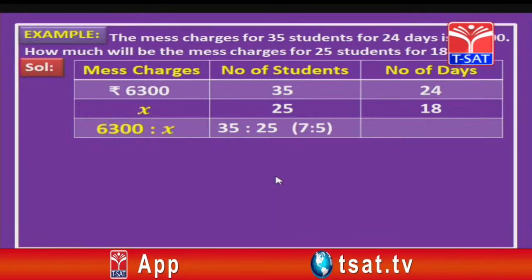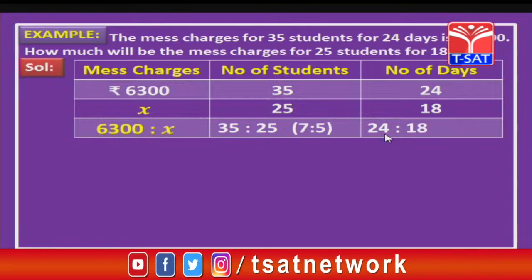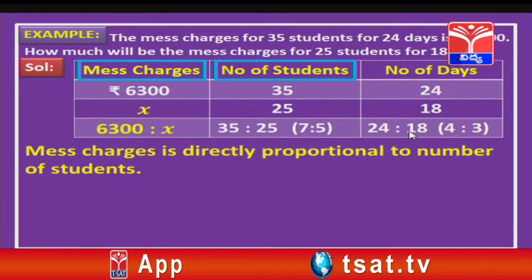How? 7 is to 5. Last one also, that is 24 is to 8. Now here also, if you notice, it is not in the simplest form: 6 fours and 6 threes. So what do you get? 4 is to 3.